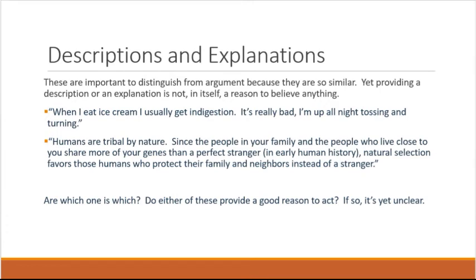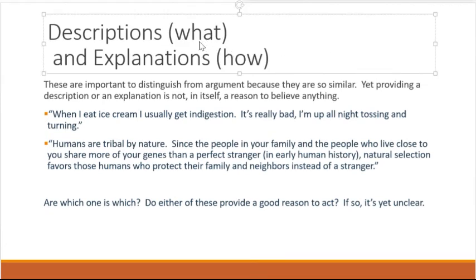So this is the last real important part from the rest of chapter 2: the difference between a description, an explanation, and an argument. Descriptions, describing something, tell us what something is, and explanations tell us how something is and how it came to be that way. So these are two different things, and you can be giving a description or giving an explanation, and you might think that you're giving an argument when you're actually not.